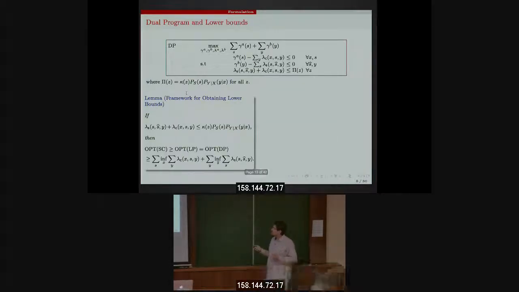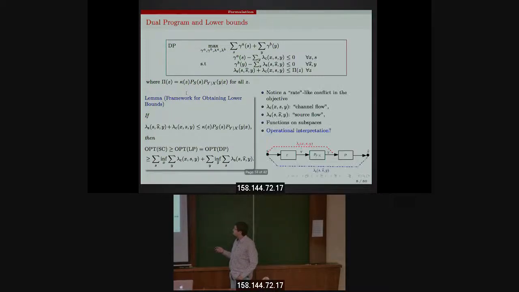Okay, and so now what you do is write out the dual of this. The dual takes this sort of form, and you'll notice here that in the dual there is a kind of rate-like conflict. So there's something that depends on the source alphabet, there's something that depends on the channel output alphabet, but it's not only the cardinality that matters. Every symbol gets accounted for in a detailed sort of count.